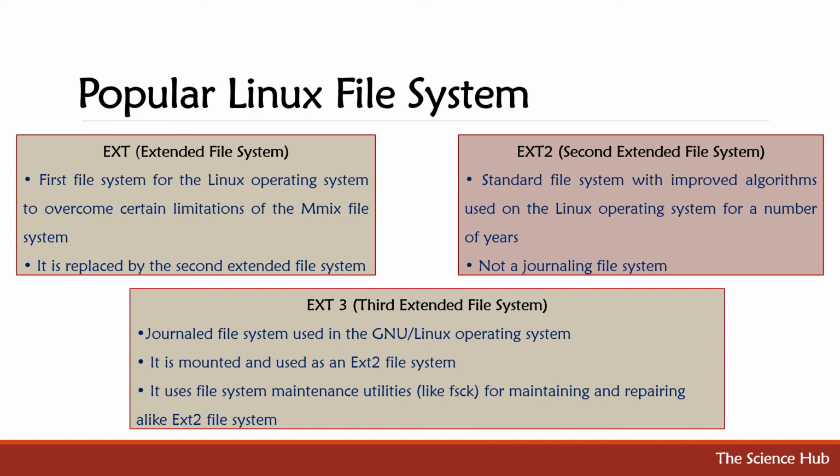And lastly, ext3, Third Extended File System. It is a journaled file system used in the GNU/Linux operating system. It is mounted and used as an ext2 file system. It uses file system maintenance utilities like fsck for maintaining and repairing, just like the ext2 file system.